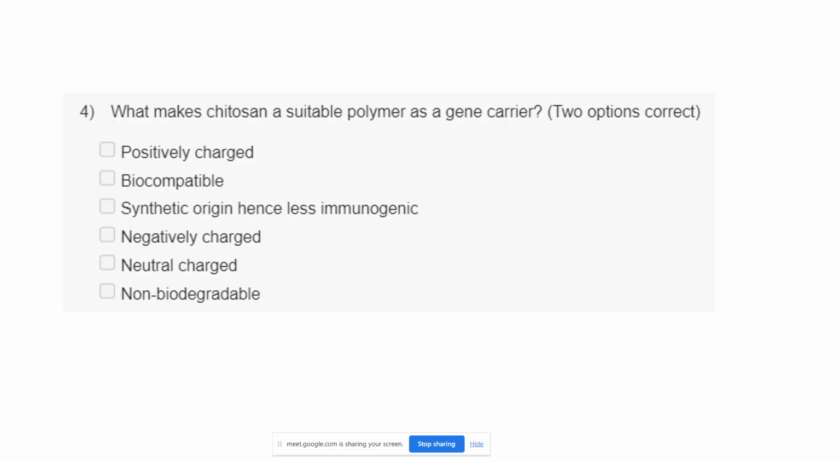This is the fourth question. What makes chitosan a suitable polymer as a gene carrier? You have to select two correct options. Option 1 and 2. Okay. Anybody else would like to answer?